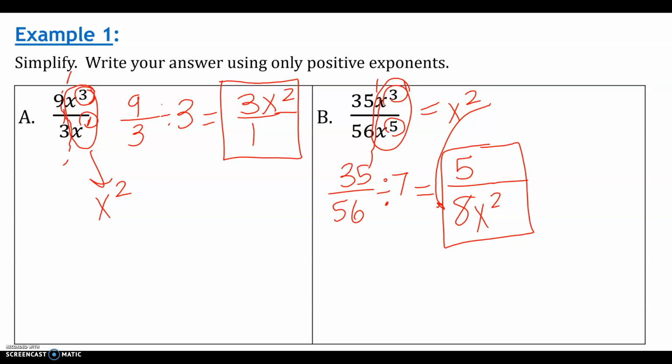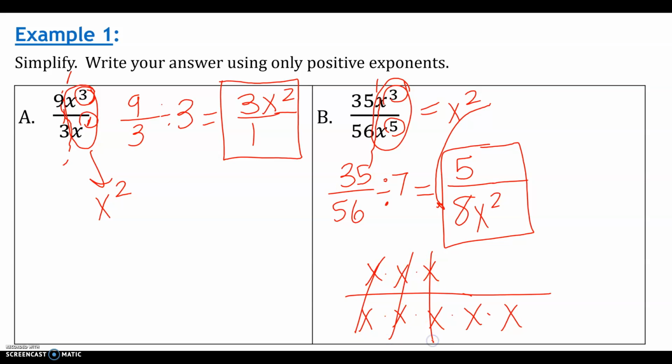And if you think about it, if you were to draw 3 x's on the top and 5 x's on the bottom, I showed you this yesterday. This x cancels, this x cancels, this x cancels. Where are these two x's left? They're left on the bottom of your fraction. So it's another reason why it goes where the bigger exponent was.